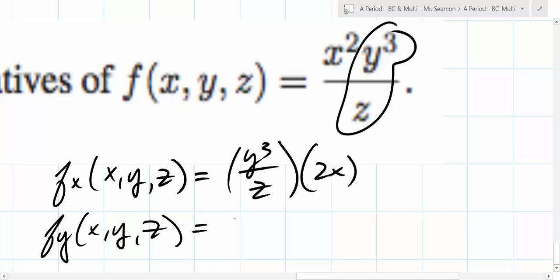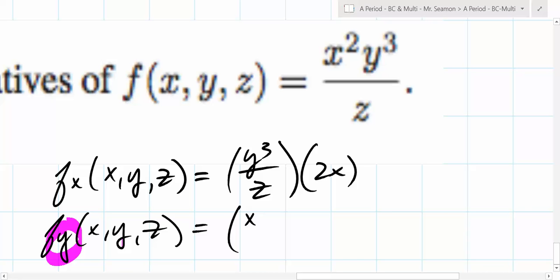The x is constant. All of it's constant, except for the y. So it's going to be what? Remember, y is the only variable. Treat everything else like a constant. So what's it going to be? X what?